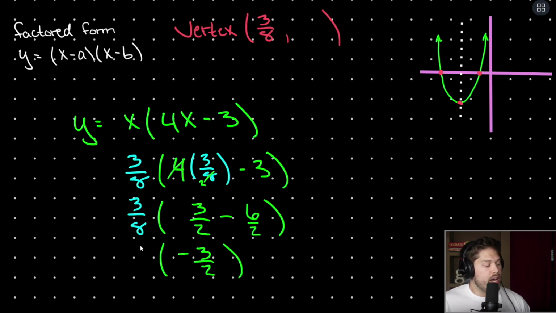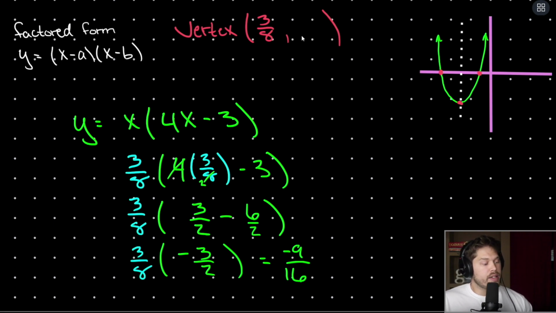And a negative 3/2 times our 3/8 gives us what value? Well, 3 times negative 3 is negative 9, and 8 times 2 is 16. So we have negative 9/16, and this does not simplify. So the y-coordinate of our vertex is negative 9/16.